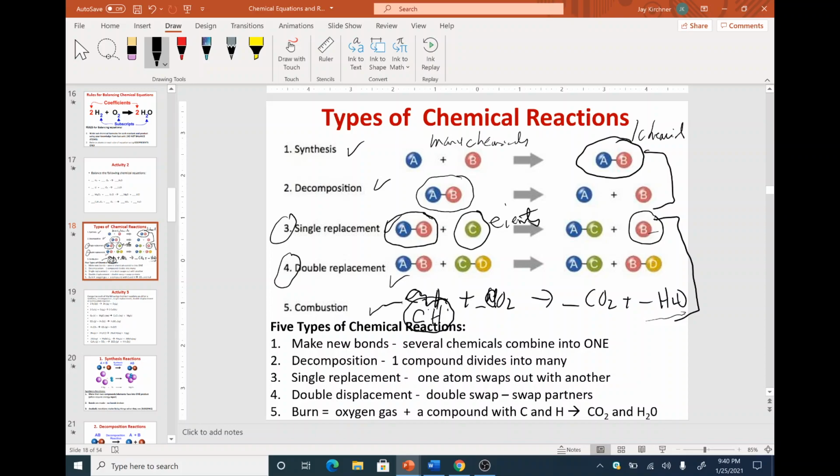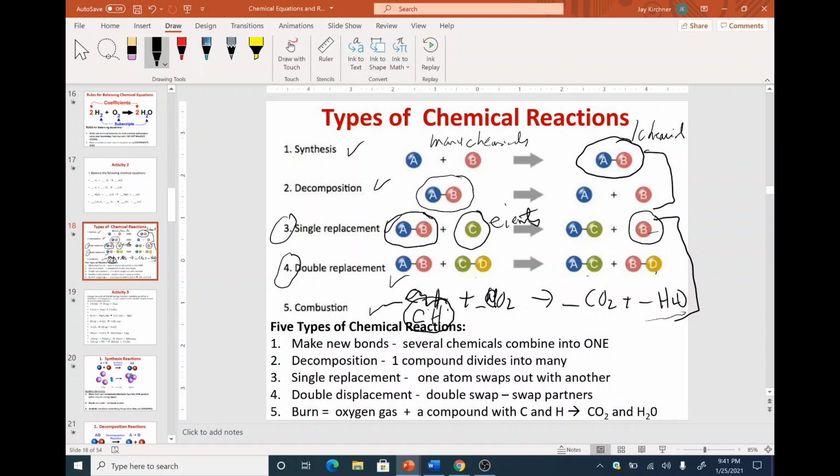Notice it's called single replacement. A single element replaces another single element in a compound. So you see elements on each side. Whereas a double replacement, you don't see any elements. You see compound, compound equals new compound and compound. But what happens is two elements switch spots, or two groups of elements switch spots.